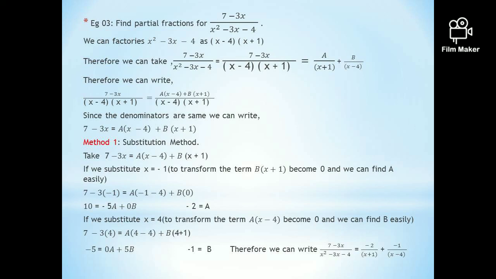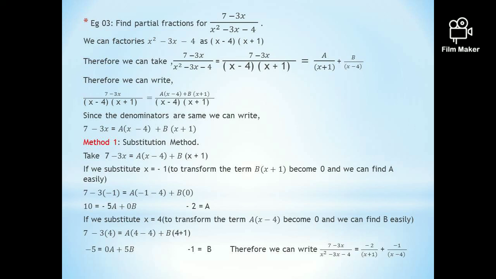a times (x - 4) plus b times (x + 1). Then I will substitute x equals -1. If you substitute x equals -1, the term b times (x + 1) turns into 0. With that you get an expression independent from b. You get 7 - 3 into -1 equals a times (-1 - 4) plus b into 0. With that you obtain 10 equals -5a, a equals -2.